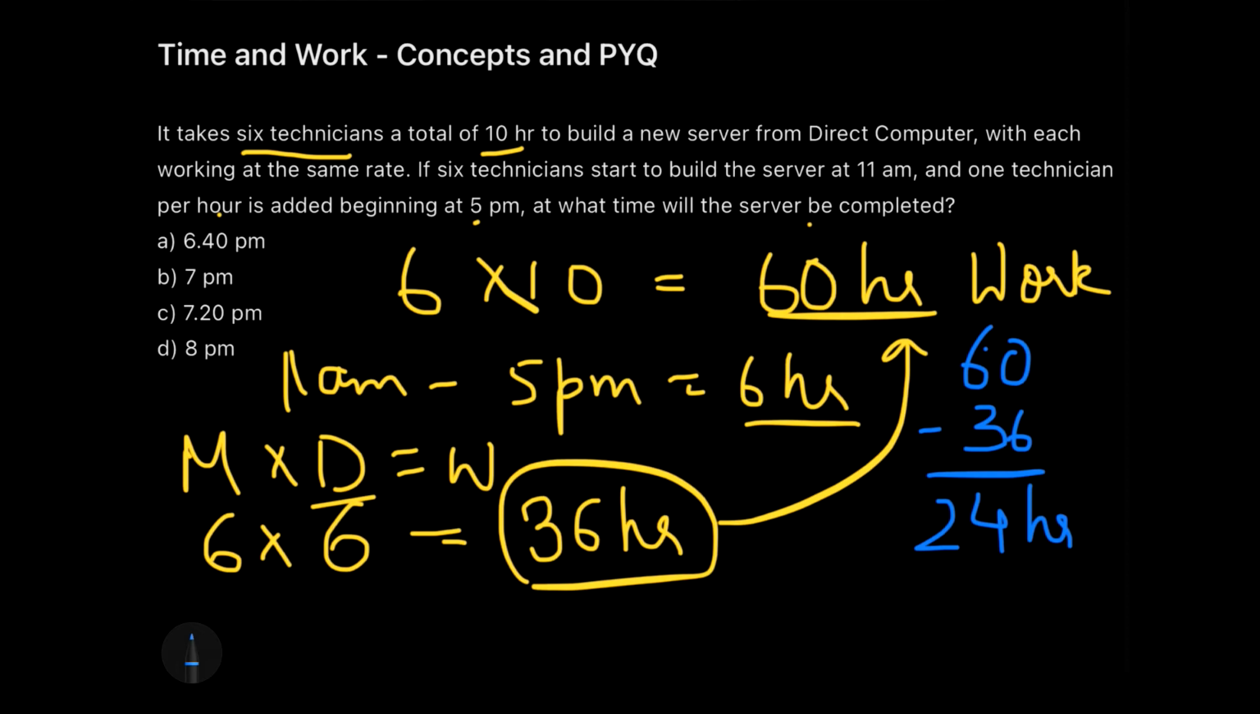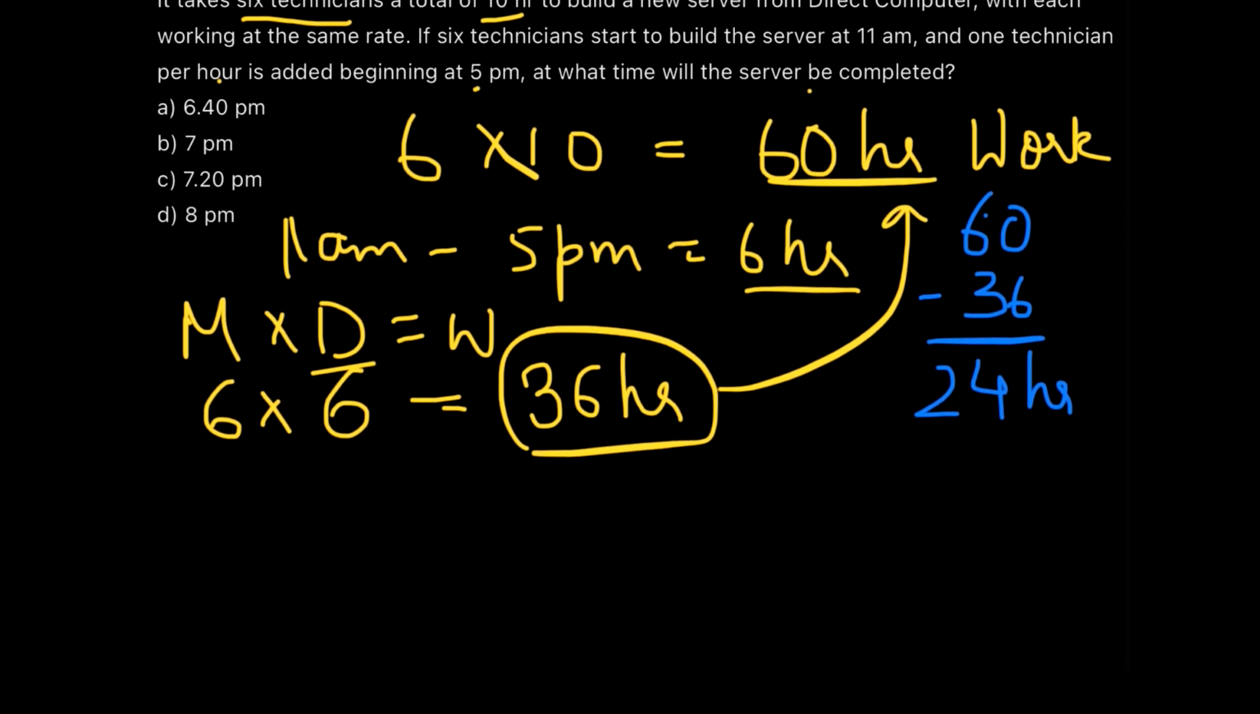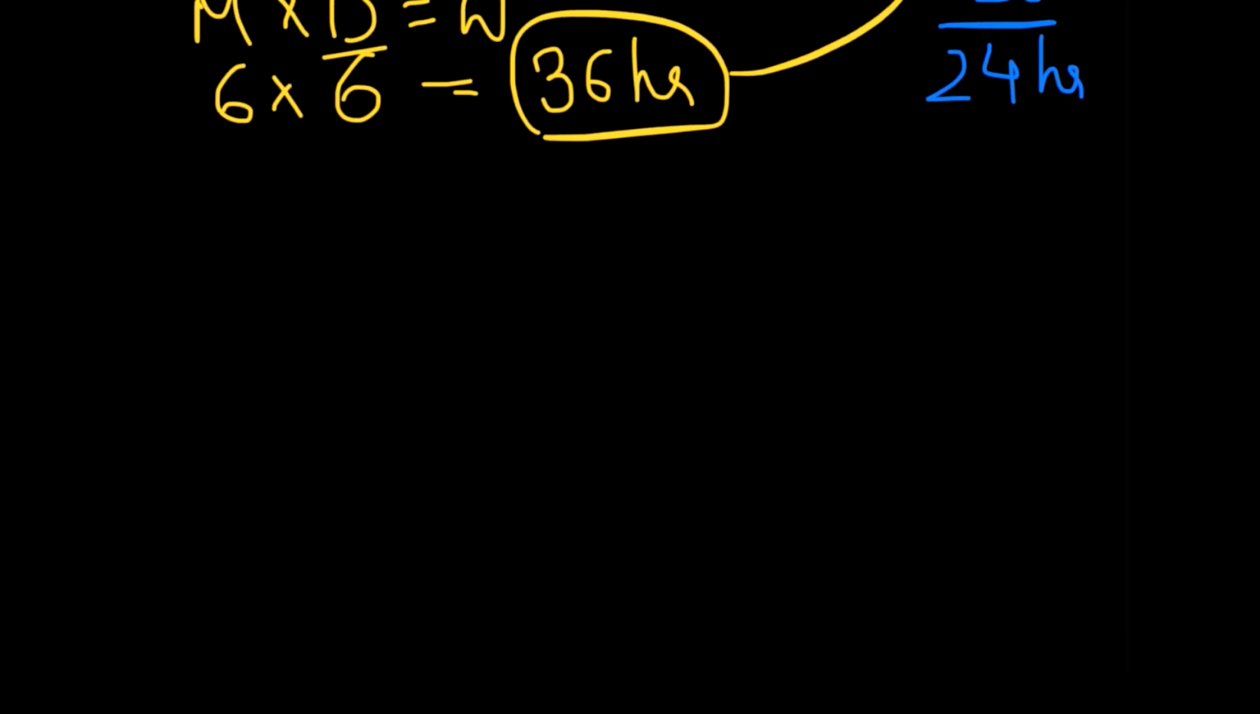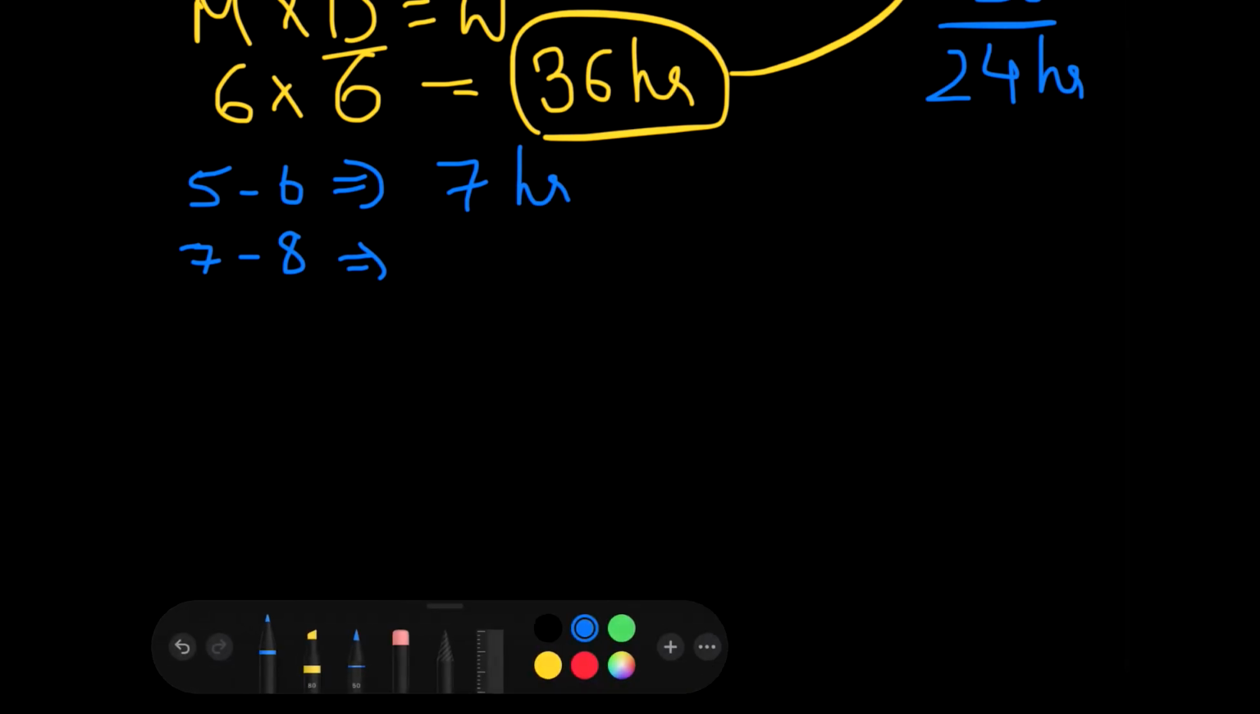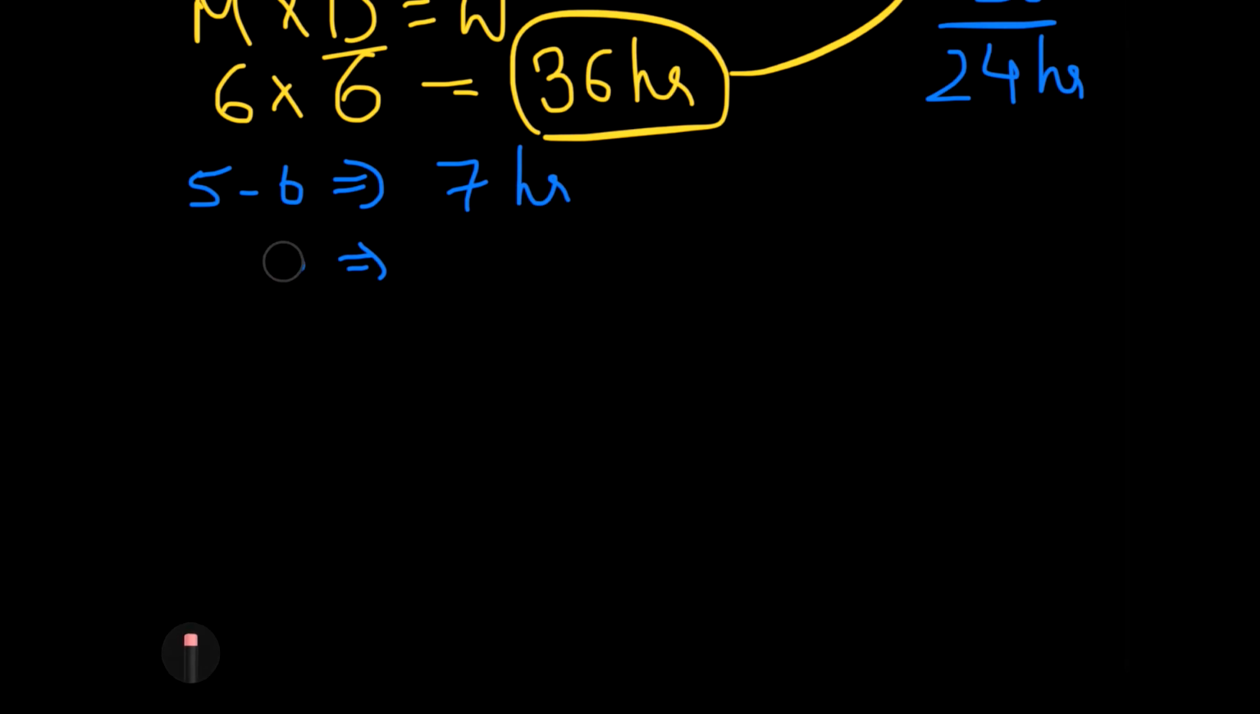So, in the next hour, that means 5 to 6 p.m., whatever work will be done between 5 to 6 p.m., it will be done by 7 people. So, that means if I check the time from 5 to 6, I can see that 7 hours of the work will be completed. Similarly, if I check the next panel from 6 to 7, then 8 people will join and 8 people will together work and complete 8 hours of work.